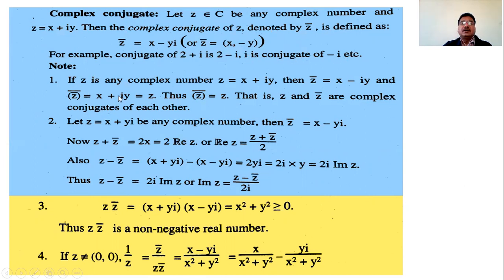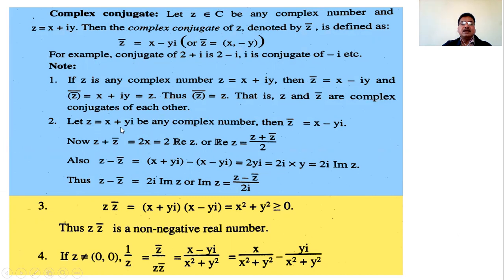So the properties of this conjugate are what? z is x plus iy, then z bar is x minus iy. If we find z bar bar, then it is equal to z. That is, if you find the conjugate of this number x minus iy, then it becomes x plus iy, that is z bar bar is z. Therefore z and z bar are conjugates of each other. That is, if 2 plus i, then its conjugate is 2 minus i, and if the number is 2 minus i, then its conjugate is 2 plus i.